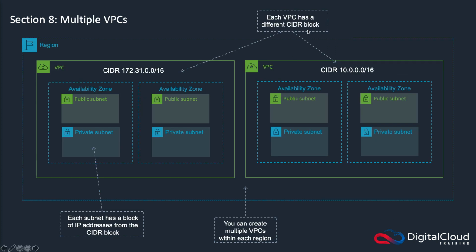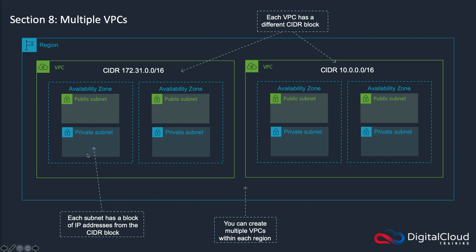And what we can see here is each VPC has what we call a CIDR block. And this stands for classless inter-domain routing. You don't need to understand CIDR in a lot of detail for the Cloud Practitioner exam. You just need to know that each VPC has its own block of addresses.